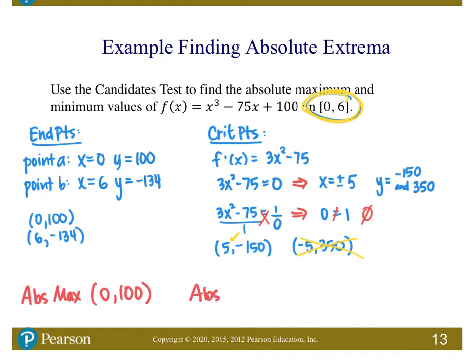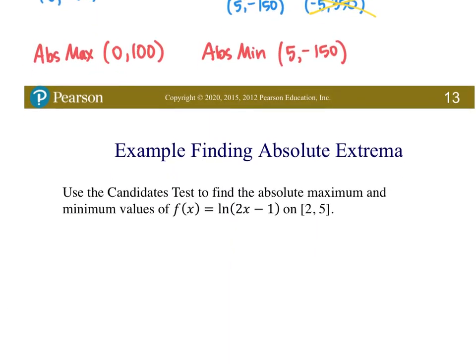And then I want to identify the lowest of the low. I have two minimums, but only one of them is the lowest, and so that would be 5, negative 150. So that would mean the negative 134 is a local minimum, but it is not an absolute minimum. So that was the candidates test applied to a pretty straightforward polynomial. So let's try another one.